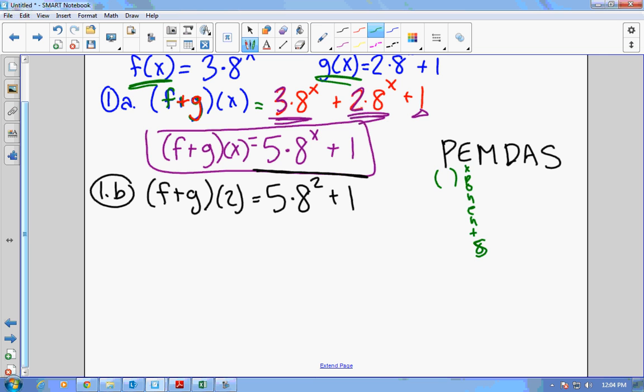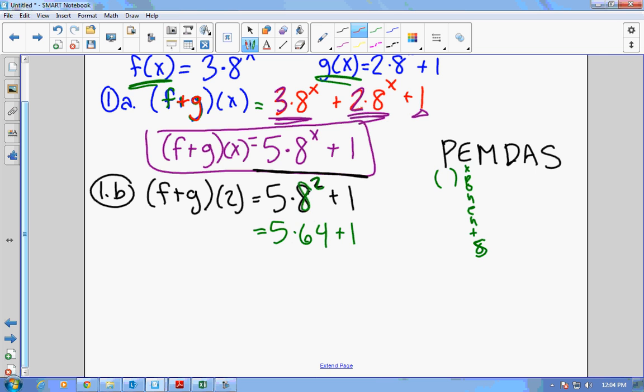Yes. 8 squared. Tyson, what's 8 squared? It means 8 times 8. What is that? 64. So now we have 5 times 64. Parentheses, or you can put a dot if you don't want to change it, but the dot and the parentheses both mean multiplication.